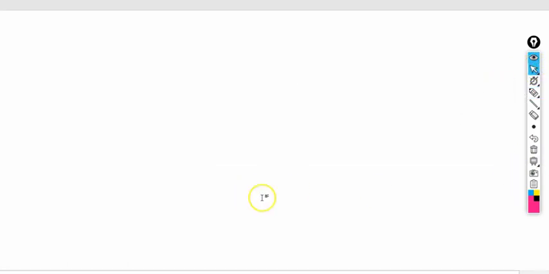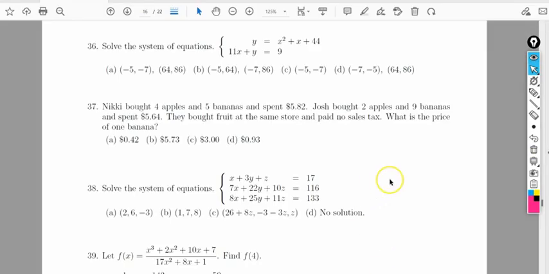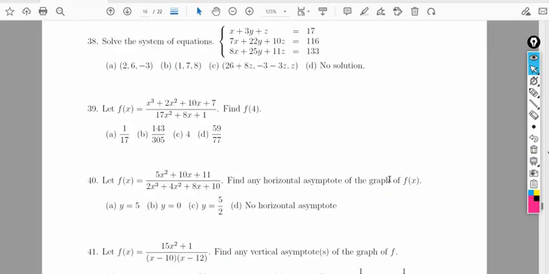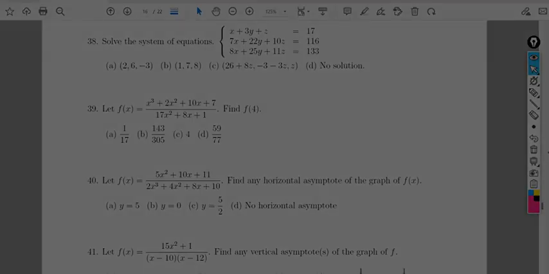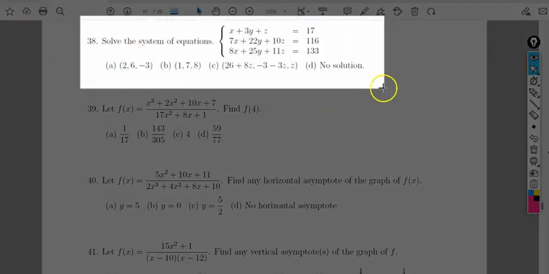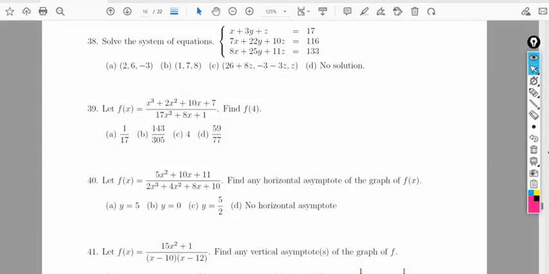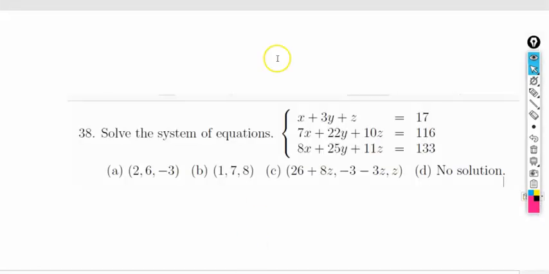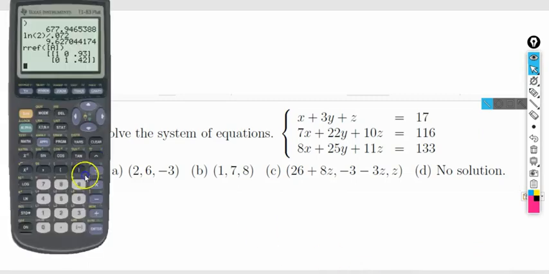Okay, let's get back. Solve this system. Well, you have to put that into an augmented matrix and then see what you get. You'll either get a unique solution, no solution, or infinitely many solutions. Okay, so let's get our augmented matrix.